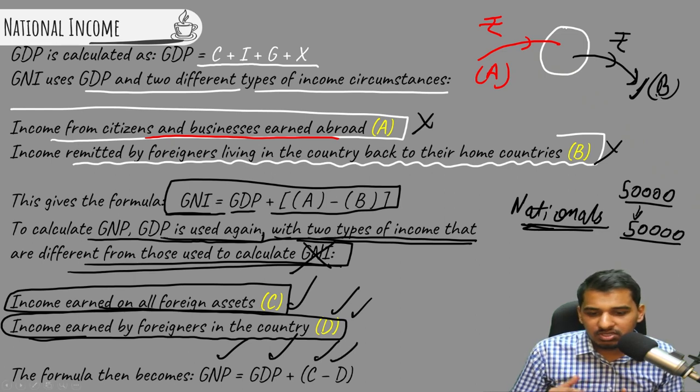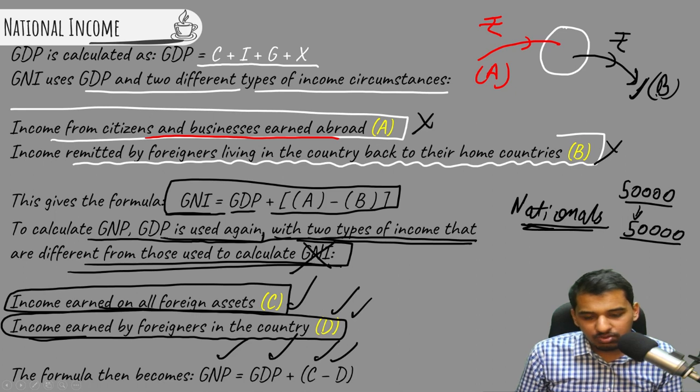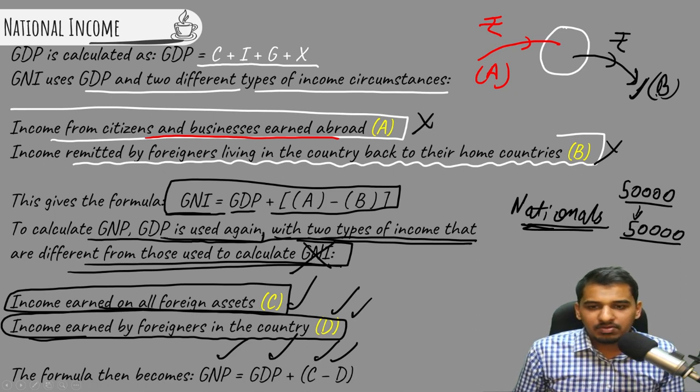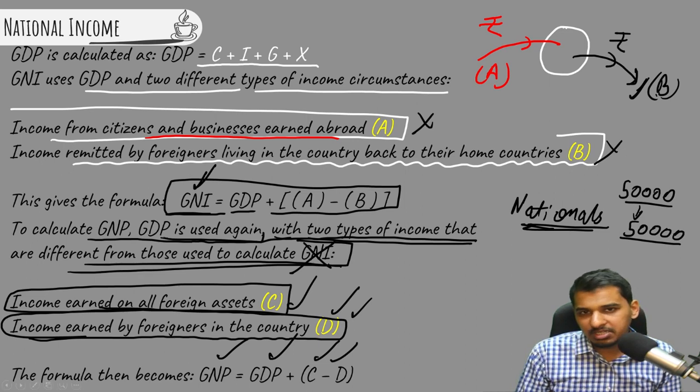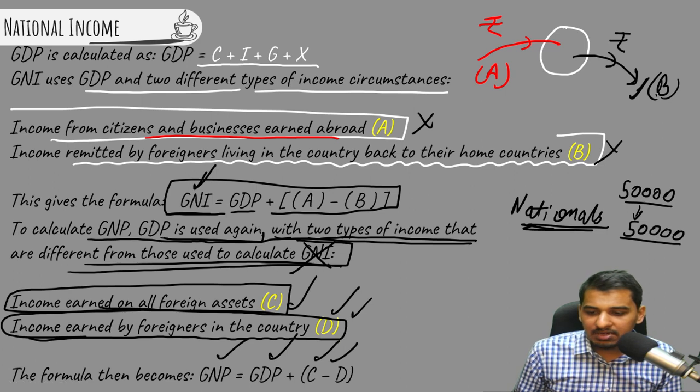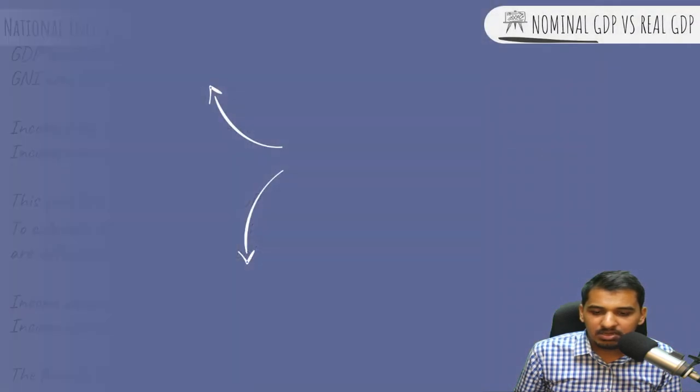I hope this is clear. So these are the formulas. There is a little difference in case of GNI, GDP and GNP. In case of GNI, you have to take remittances also, and the investments which are coming. And here it will be only income earned from foreign assets and income earned by foreigners in the country.